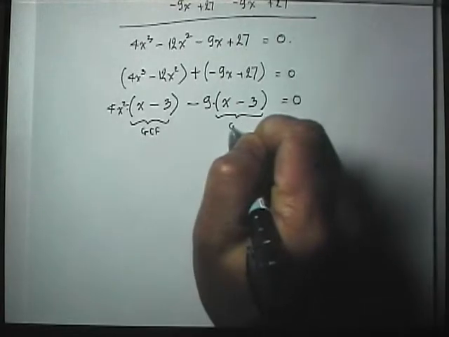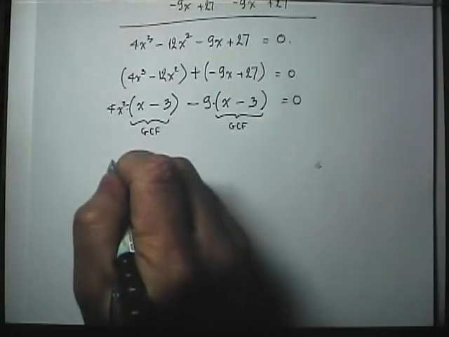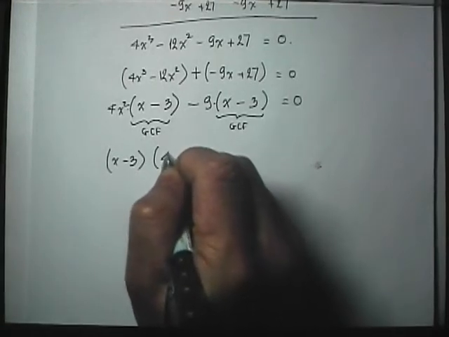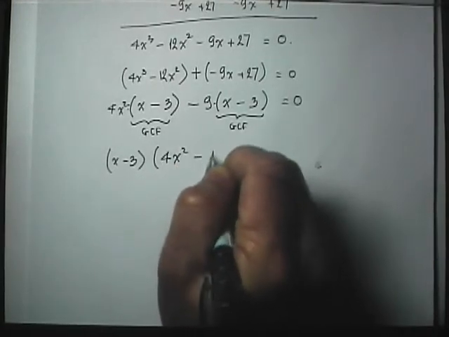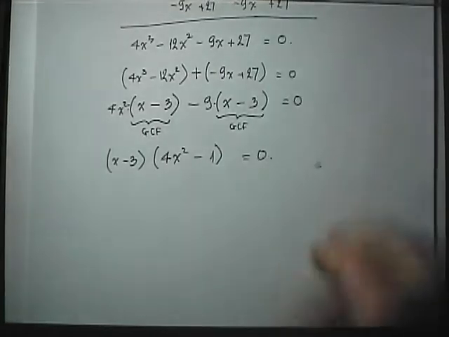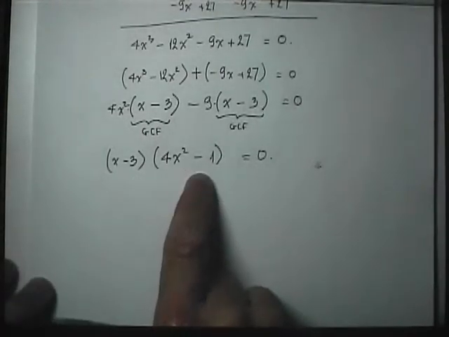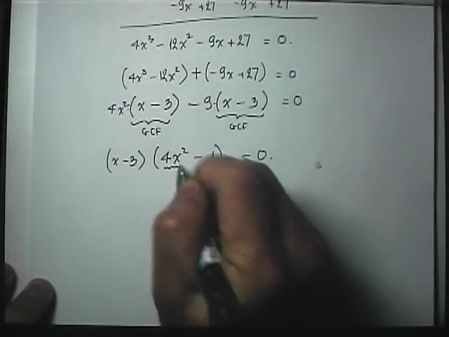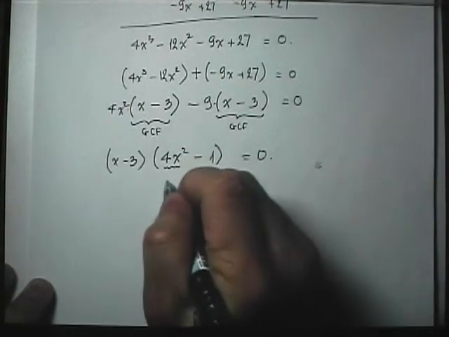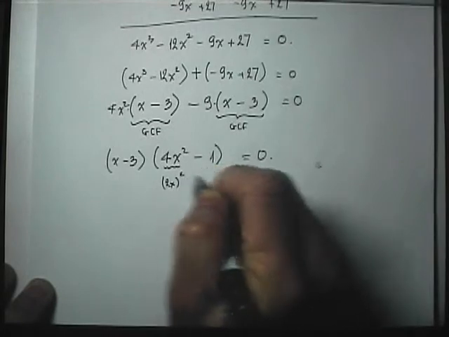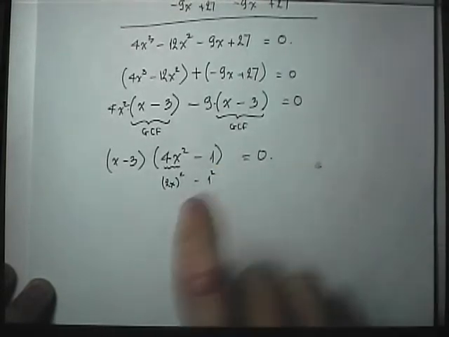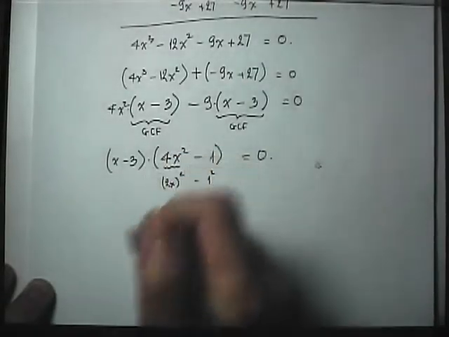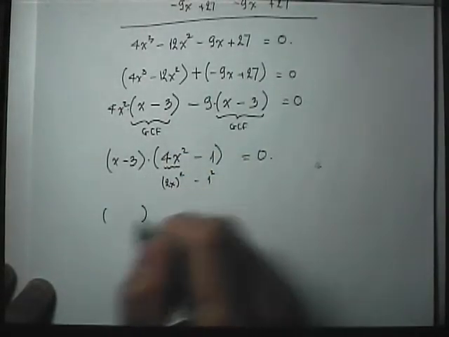So I'm going to factor out the GCF, x minus 3. And what remains in my parentheses is 4x squared minus 1 equals 0. Notice, if I factor this further, 4x squared is the same as 2x all squared, and 1 is 1 squared. So you can once again use the difference of 2 squares. And like I said earlier, we always need to factor completely.